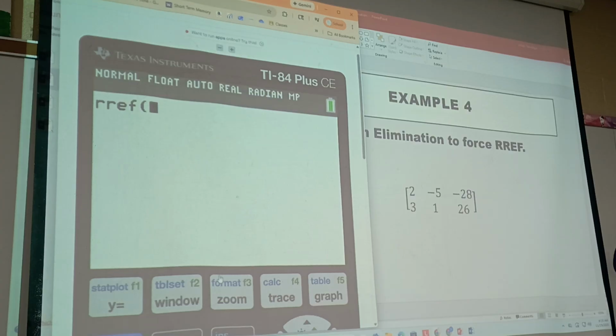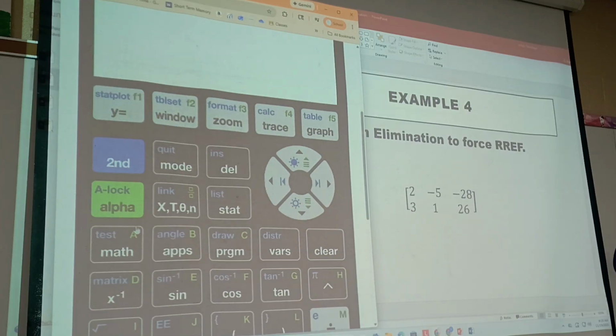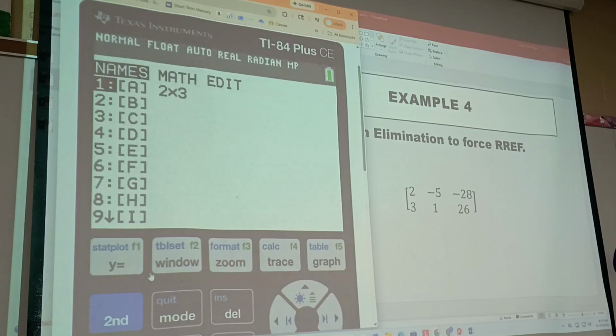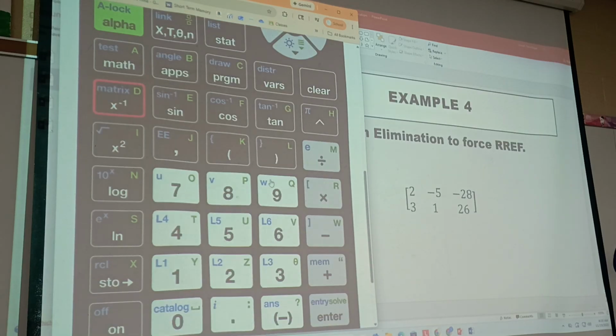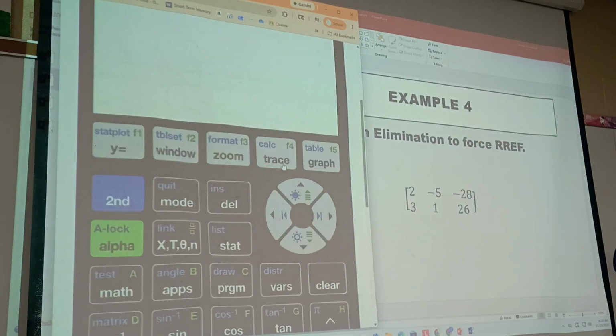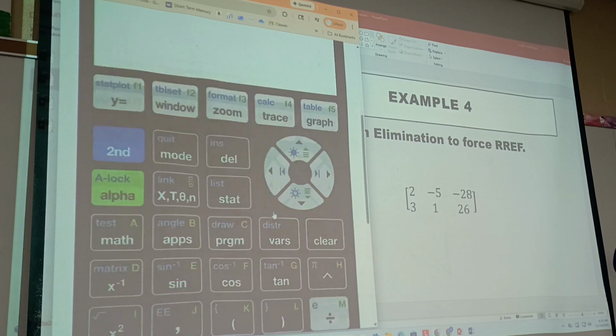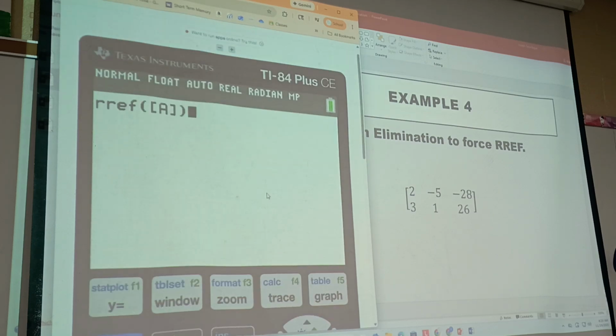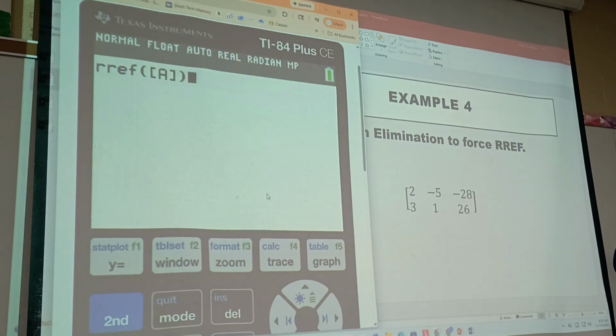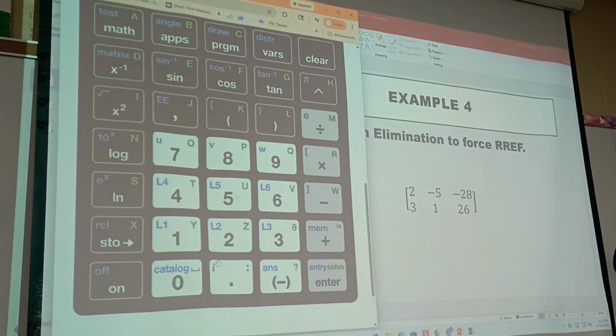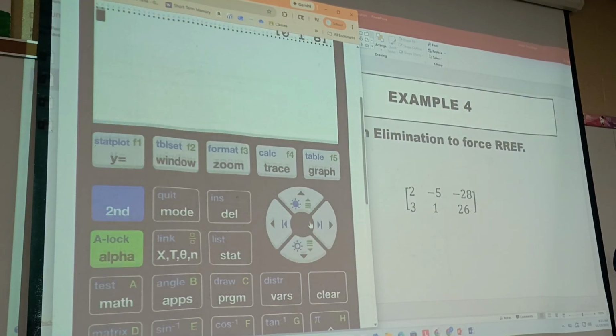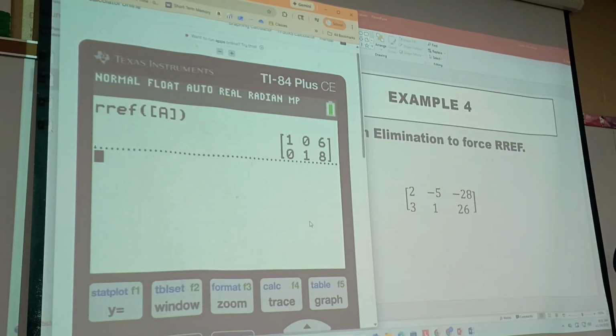All right. Now what matrix? I'm going to hit second matrix again. What matrix did I plug that beast into? Was it A? Yes. So now what do we do? Drum roll, hit enter. Look at that. That's reduced row echelon form, right?